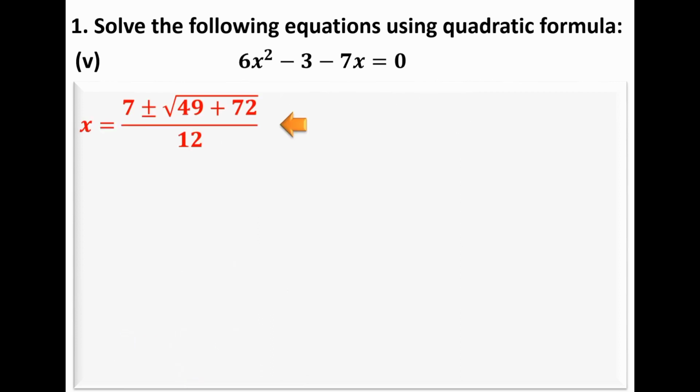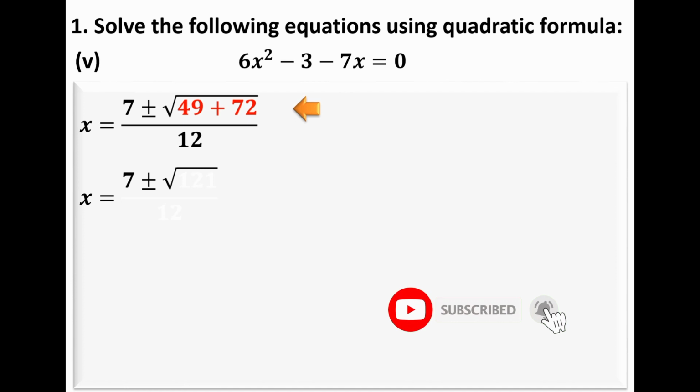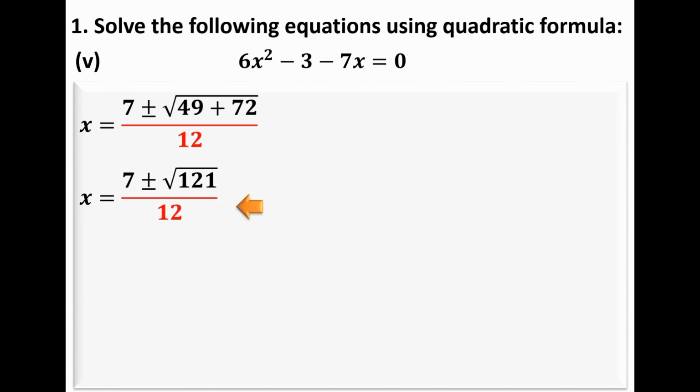The value is written. Now, x is equal to 7 plus minus under root are written without any change. 49 plus 72 becomes 121. Divided by 12 is written as it is.